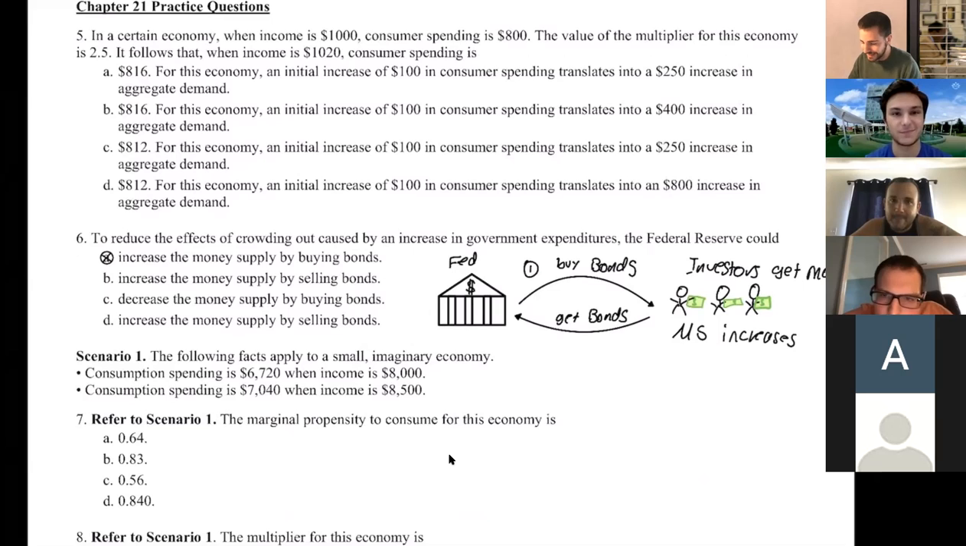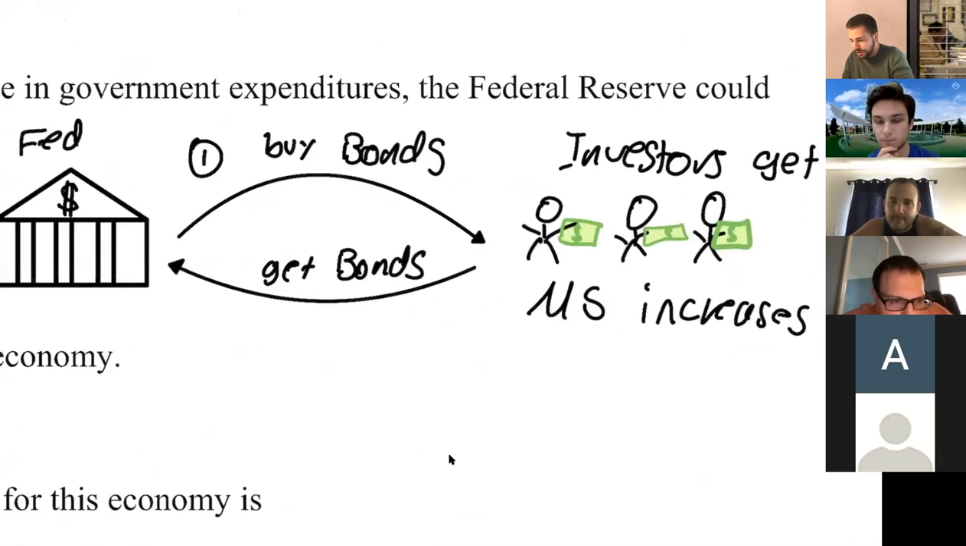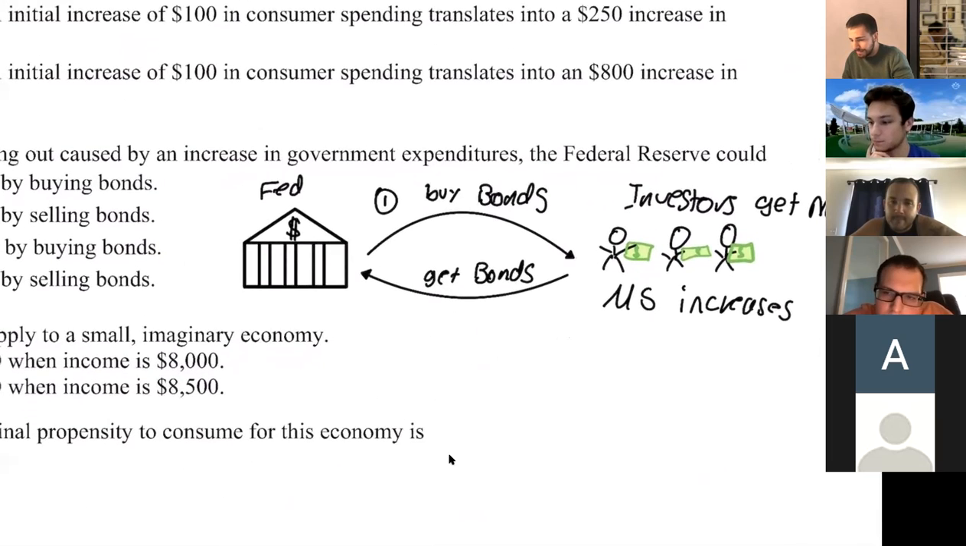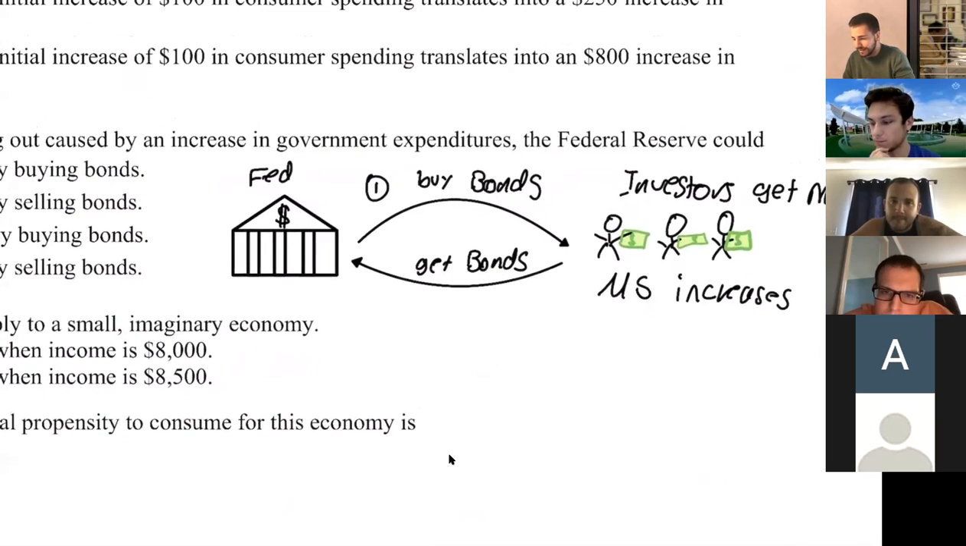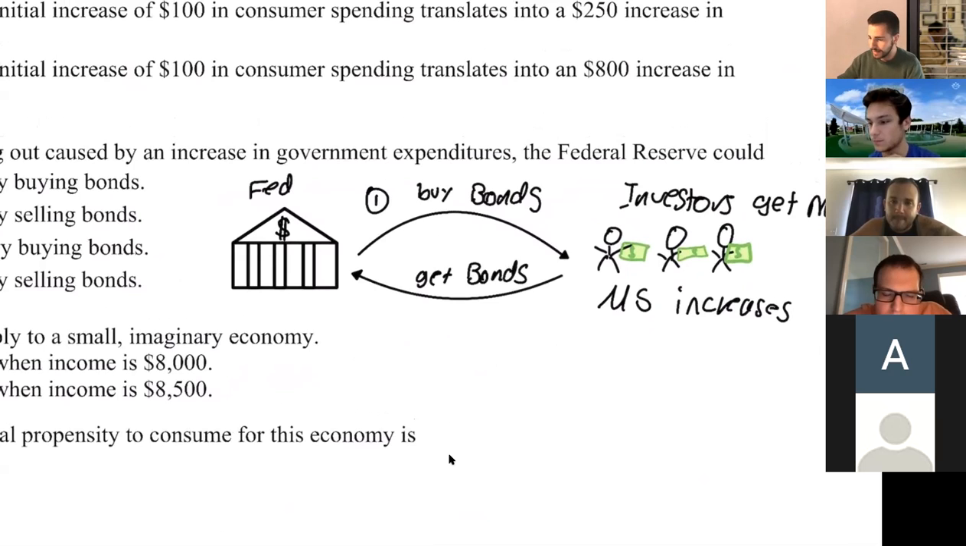So number 6 is to reduce the effects of crowding out caused by an increase in government expenditures. The Federal Reserve Bank could increase the money supply by buying bonds. Here I drew a little graphic to show how buying and selling bonds increases or decreases the money supply, because then it might make more sense.